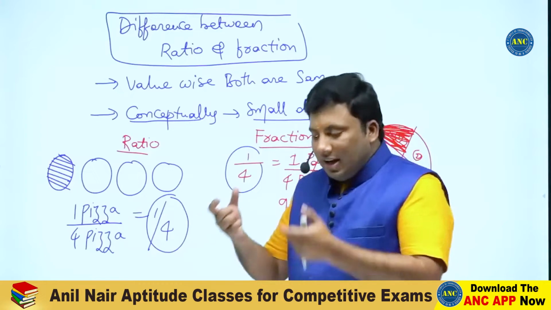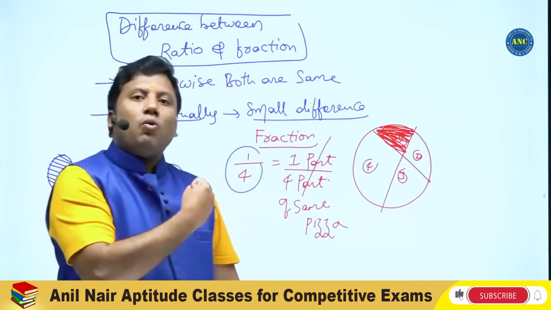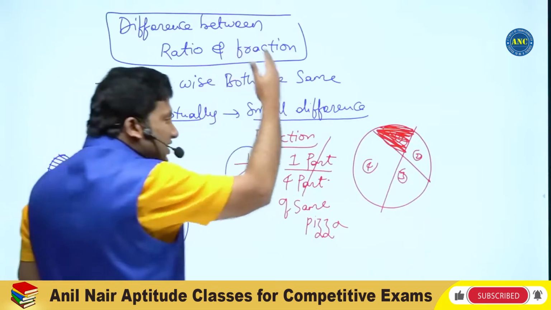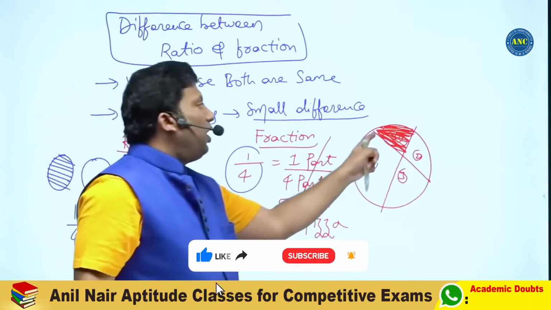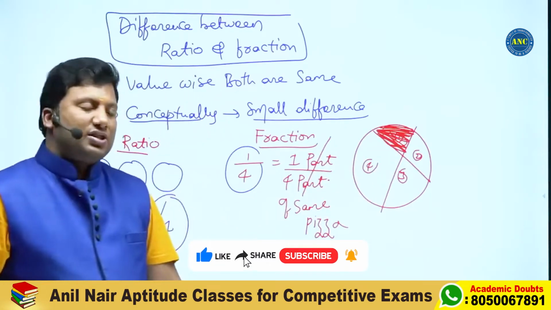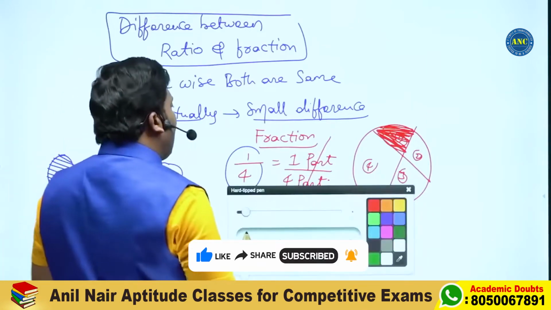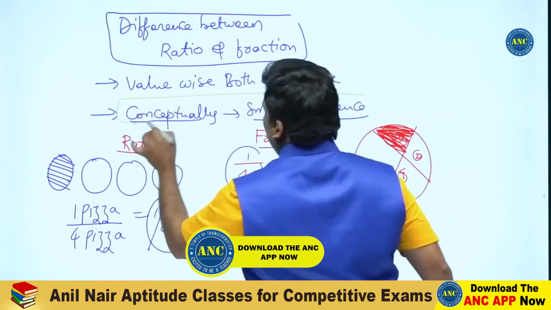I hope it is clear. Ratio: the same 4 pizzas you kept, you took one pizza out of 4 pizzas. Fraction: within the same pizza, you divided it into multiple parts and want one part out of 4 parts. Value wise both are the same, but conceptually there is a small difference. I hope it is clear.